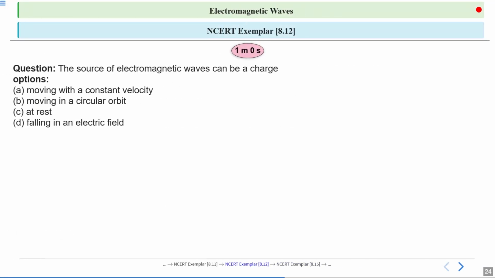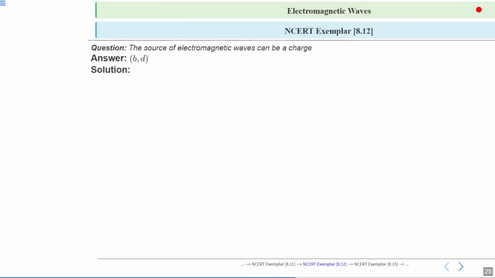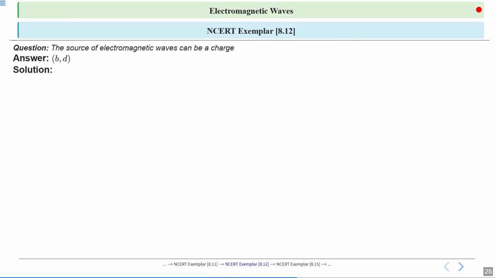Next question. The source of electromagnetic waves can be a charge. Options are: moving at a constant velocity. Okay, so what can be the source of electromagnetic waves? A charge moving with a constant velocity, moving in a circular orbit, a charge at rest, or falling in an electric field. So option B and D are correct.